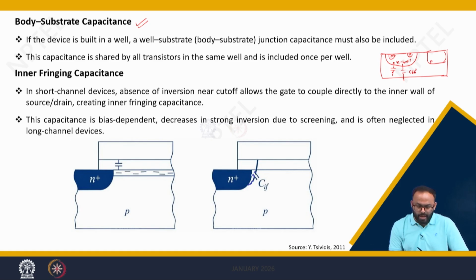In addition, we do have inner fringing capacitance. In short channel devices, we said that when you reduce down the dimensions, then the field lines will see this side of the source and the drain as one plate of a capacitor, and this is another plate of the capacitor, and hence they form inner fringing capacitors, right?